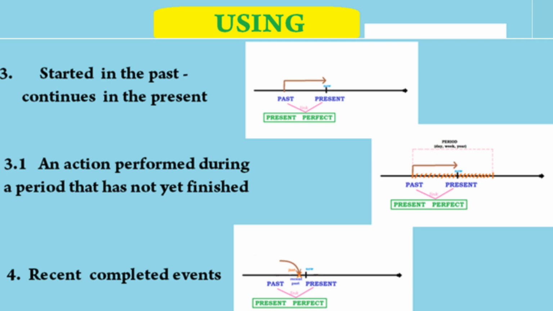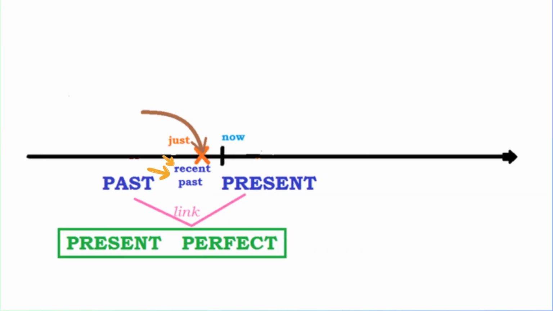Recent completed events. We use the present perfect to talk about an action that was completed in the very recent past, expressed by just.